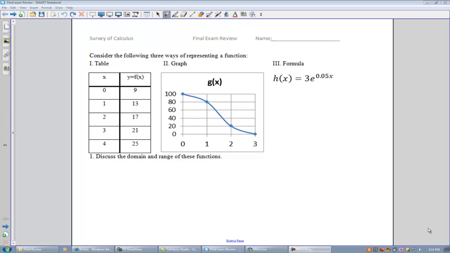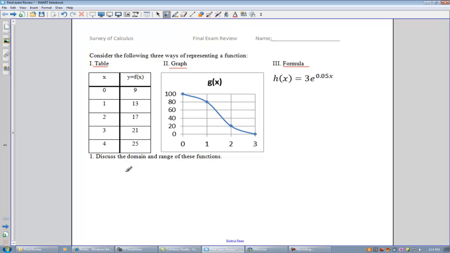All right, so this is the final exam review for survey of calculus. We want to consider the following three ways of representing a function. And so if you notice here, we have a table right here, we have a graph, and we have a formula. We're going to look at these three different representations of a function and use them to describe various things.